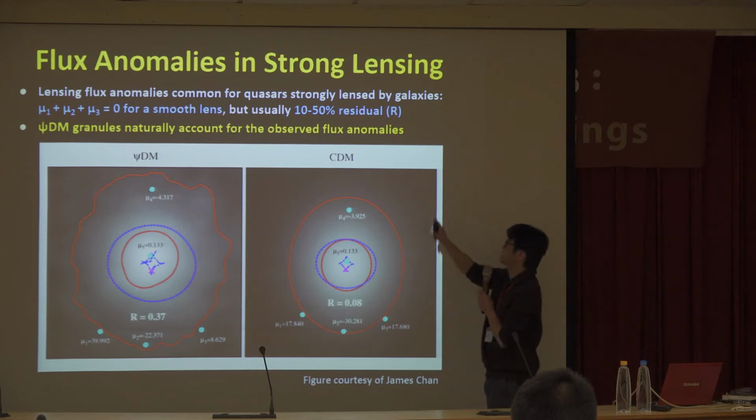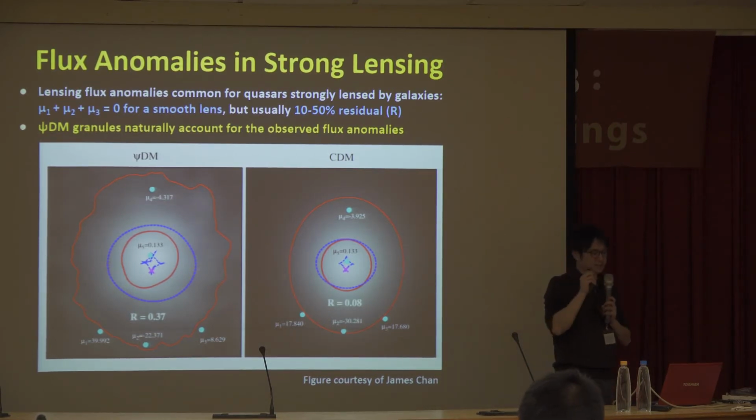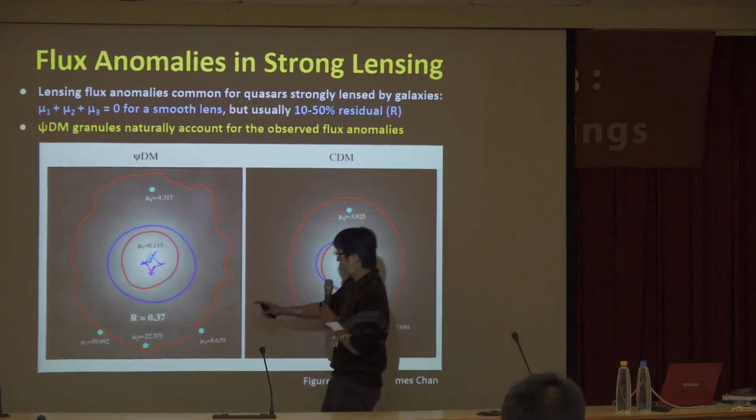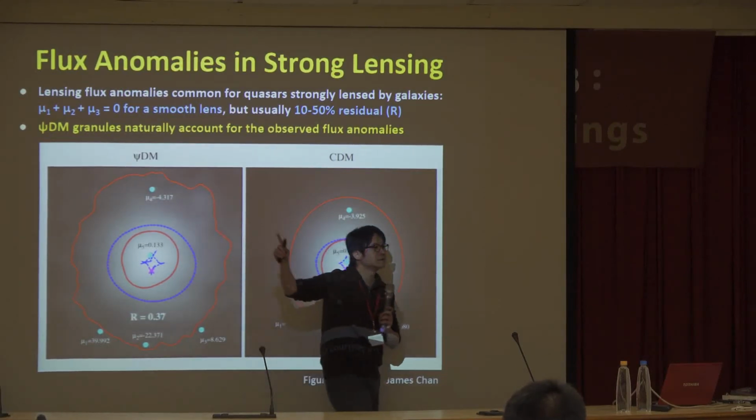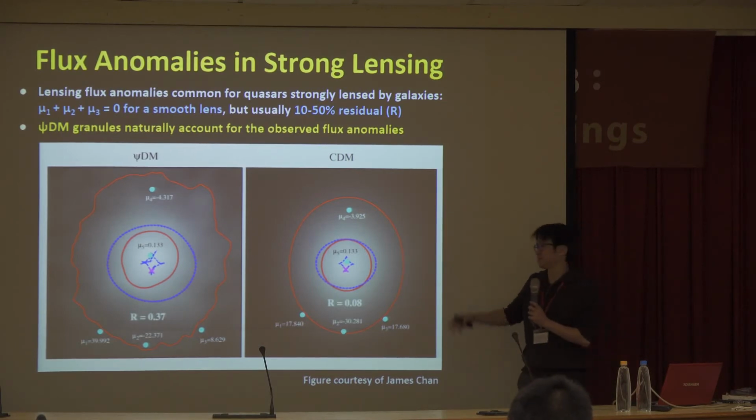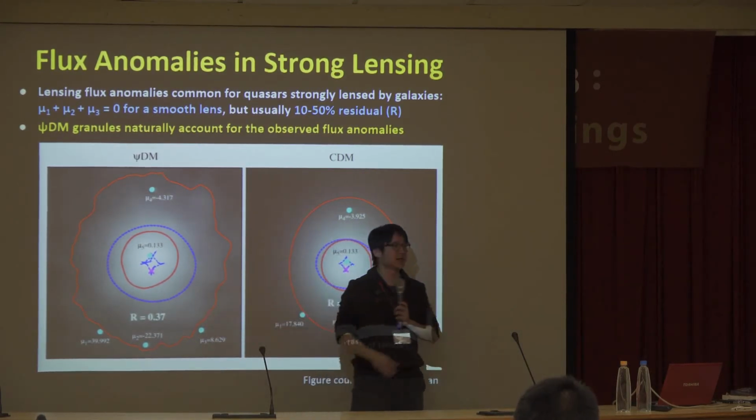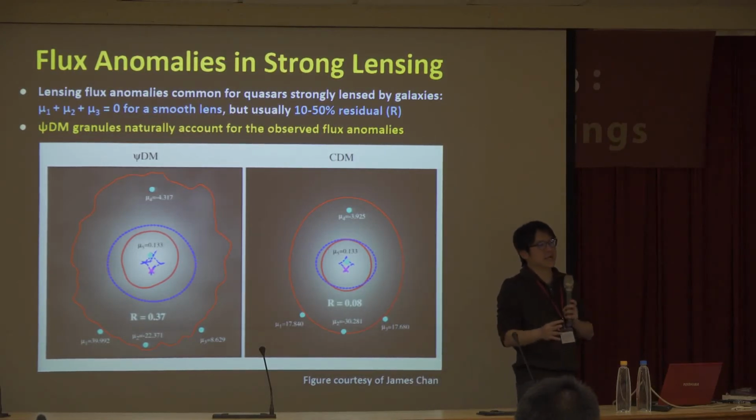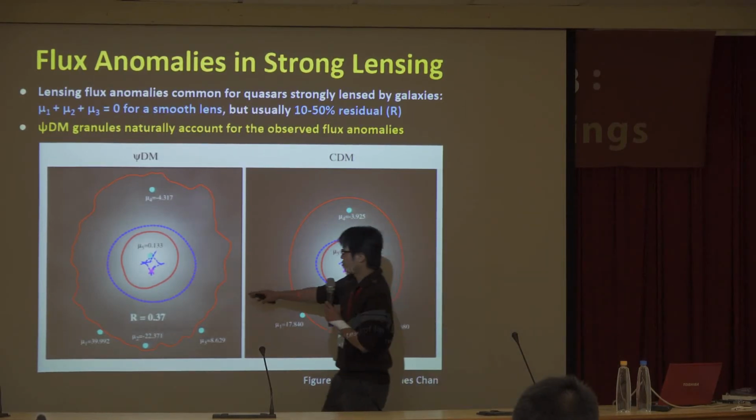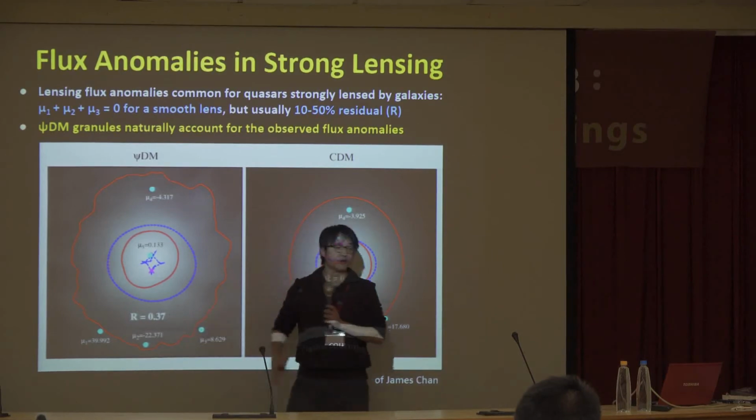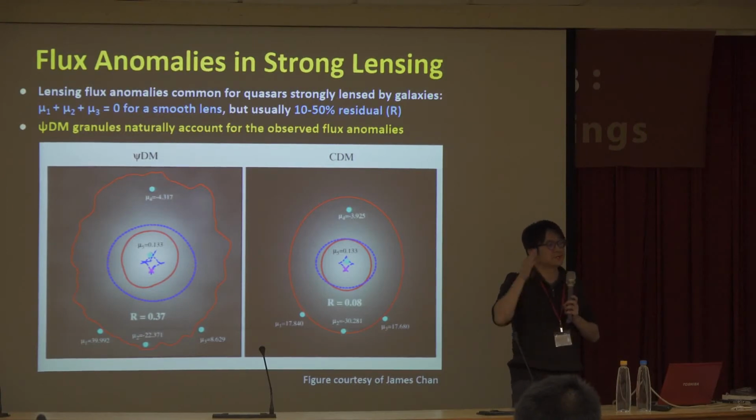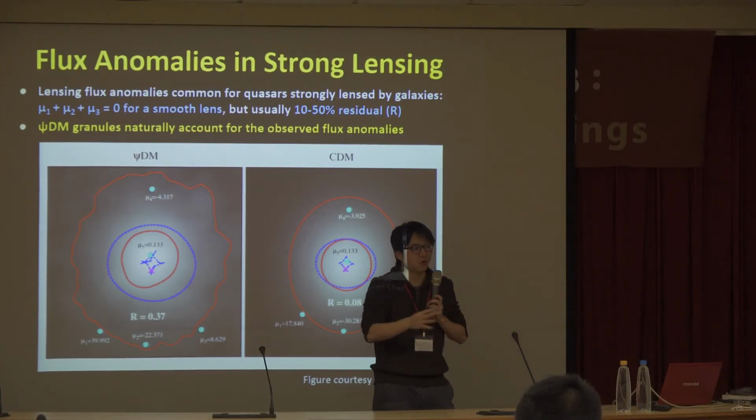So the flux anomaly in strong lensing means that if the dark matter has a very smooth density distribution, the sum of the magnifications of the four images produced by lensing should be 0. But in observations you find 10 to 15 percent residuals. The sum of their magnifications is not 0, suggesting that the dark matter density distribution is not that smooth. So for the SciDM model, we predict that this residual R is always very large, so you should always find this flux anomaly in every system because there are always density fluctuations. There's no way to skip that.